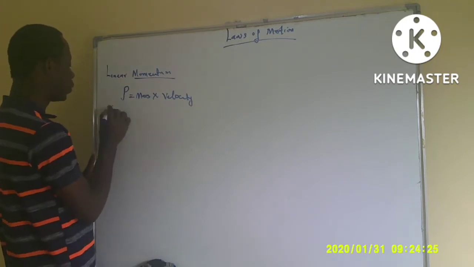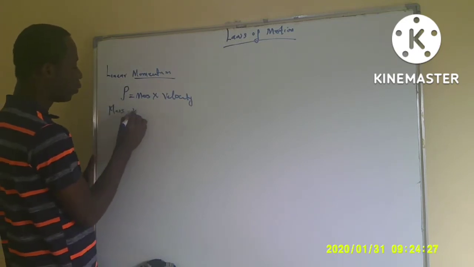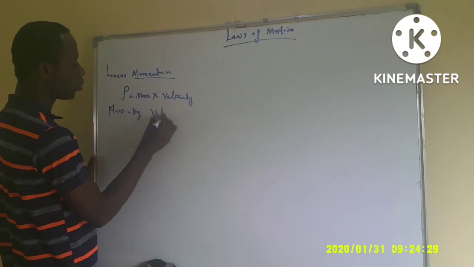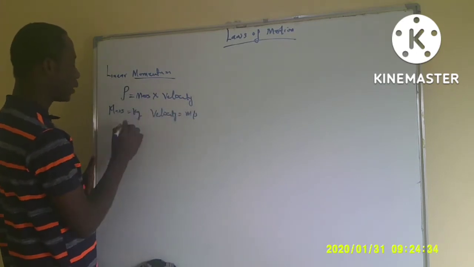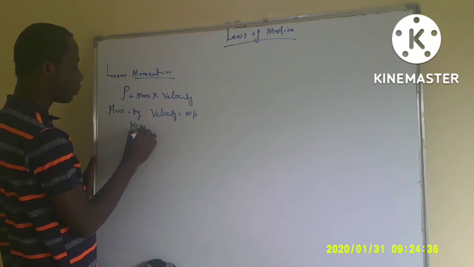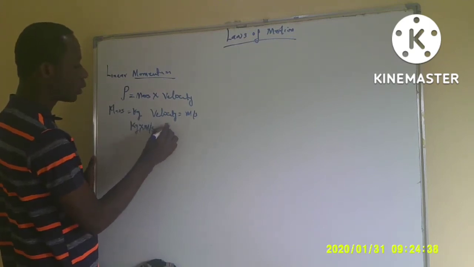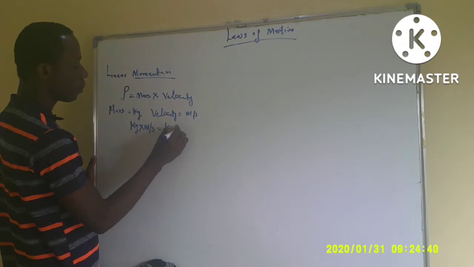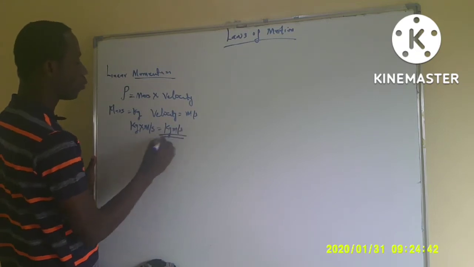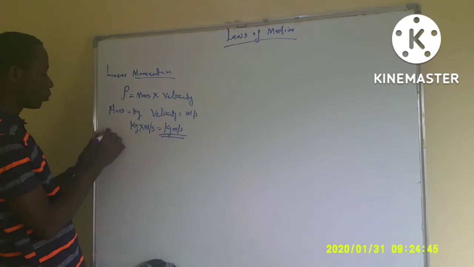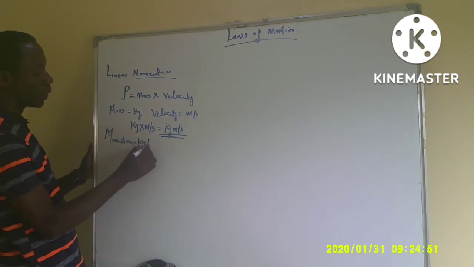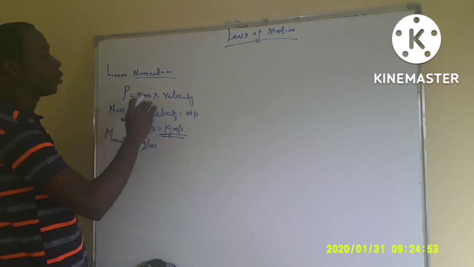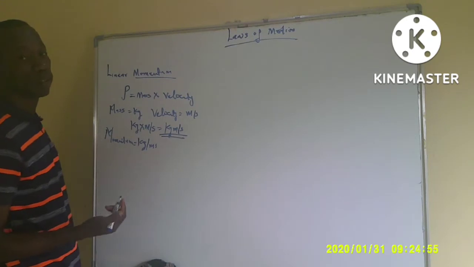So what is mass? The unit of mass is kilogram. And the unit of velocity is meter per second. So at the end we can say kilogram times meter per second gives you kilogram meter per second. So that's the unit of momentum. So momentum, the unit is kilogram meter per second. That's it, it's the product of the mass and the velocity.